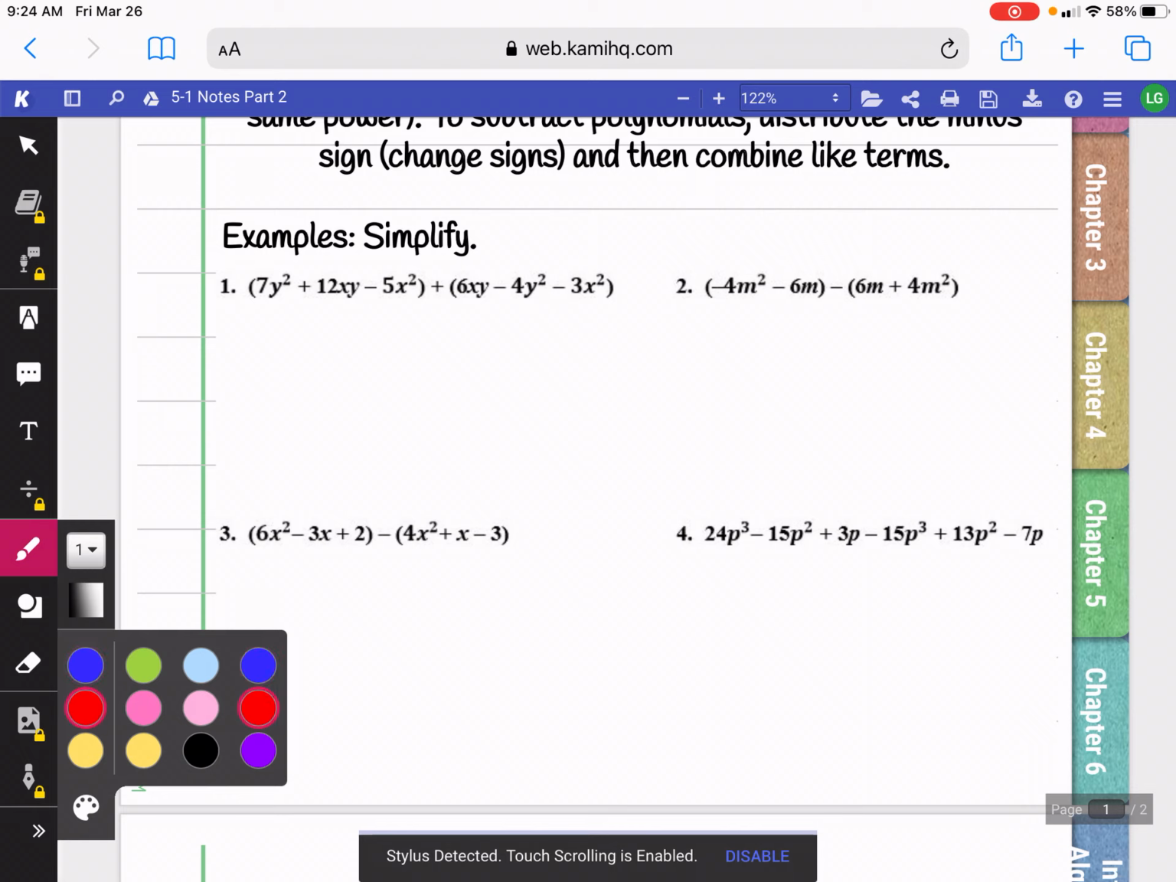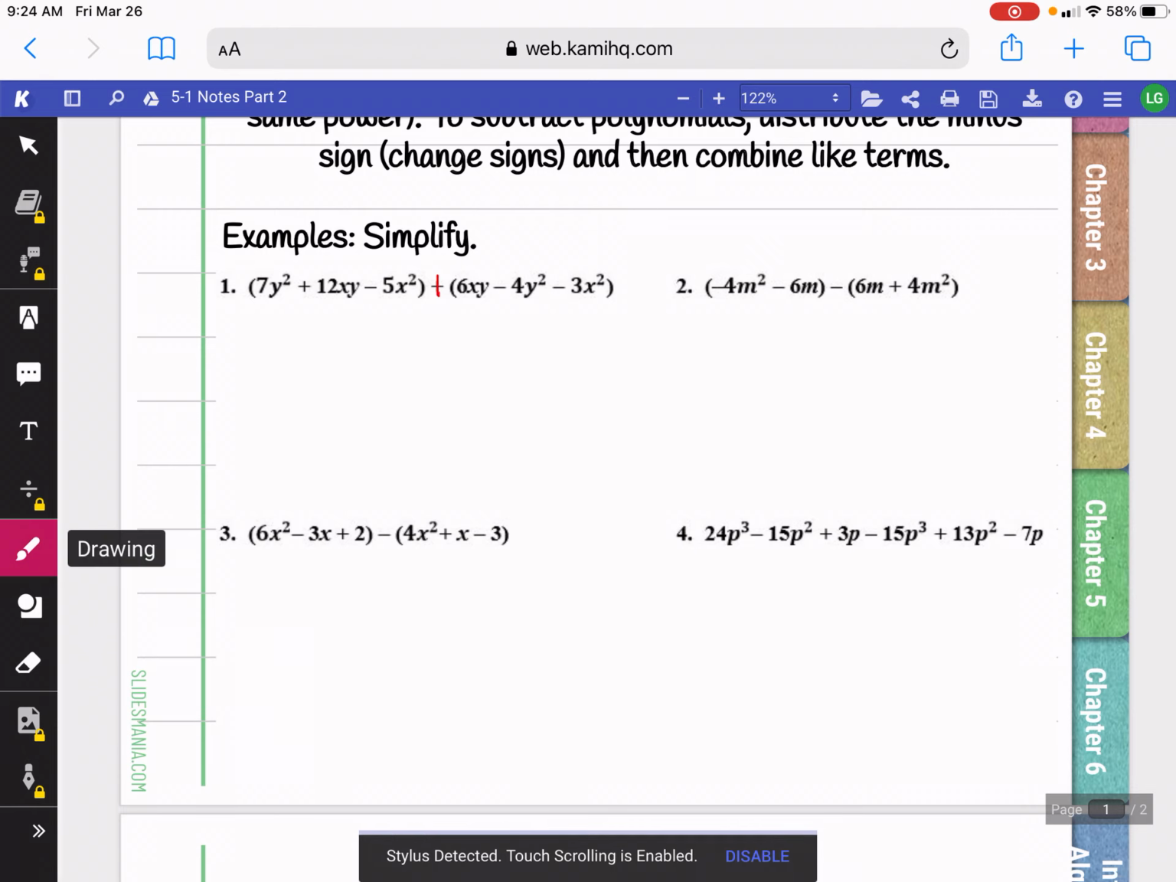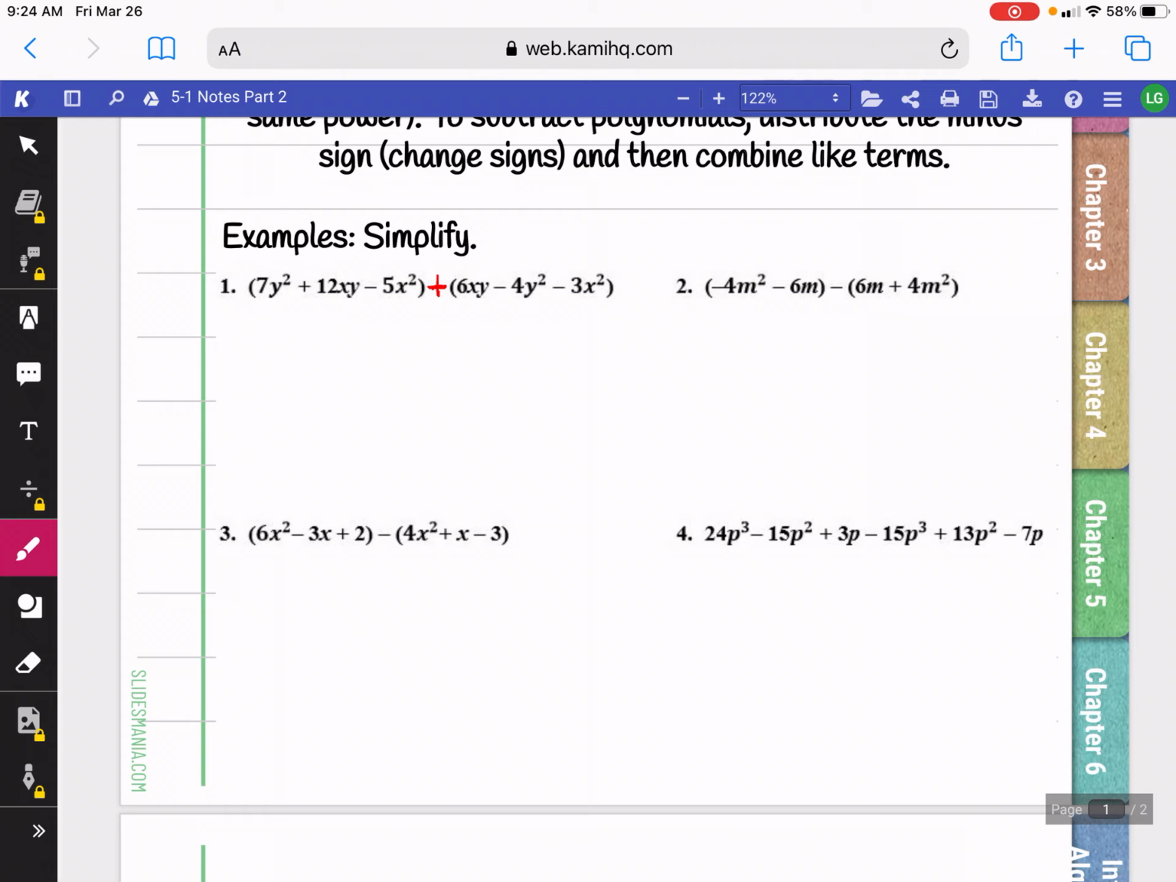So in this first example, we're going to simplify. This is an addition problem. Since it's an addition problem, it's okay to just take away the parentheses. And then from there, we can combine like terms. So I'm going to combine the terms that are like. So if I have 7y squared, I would look for another y squared. So 7y squared can be combined with minus 4y squared.